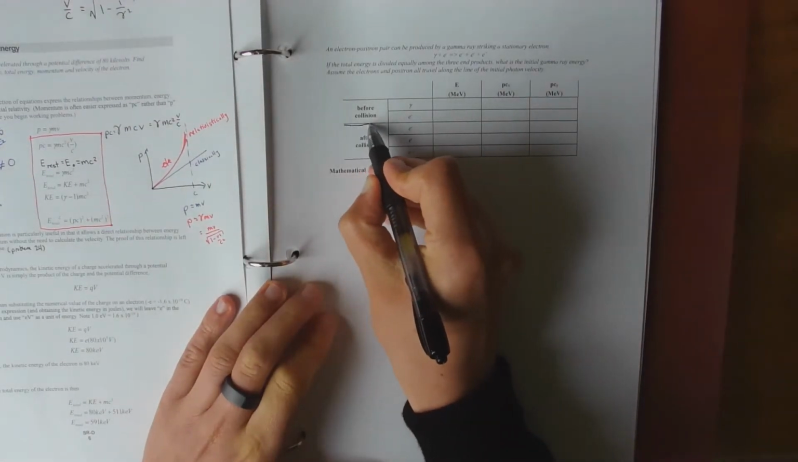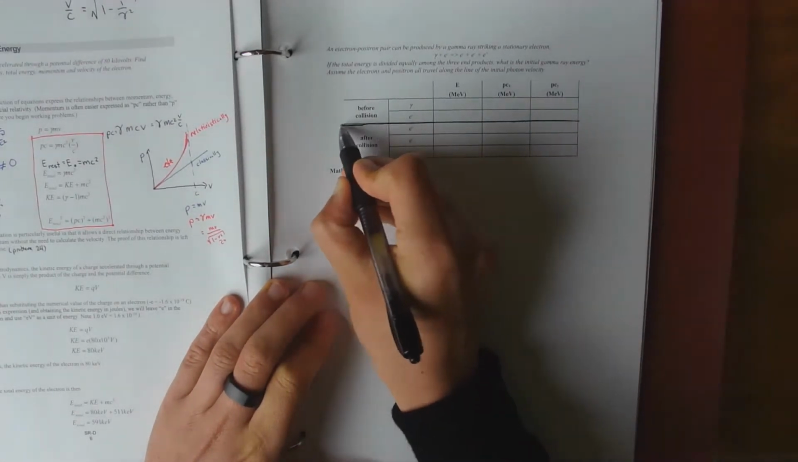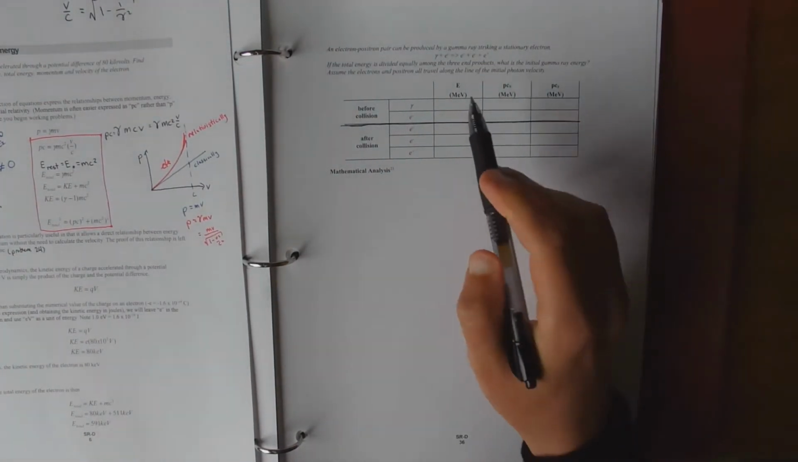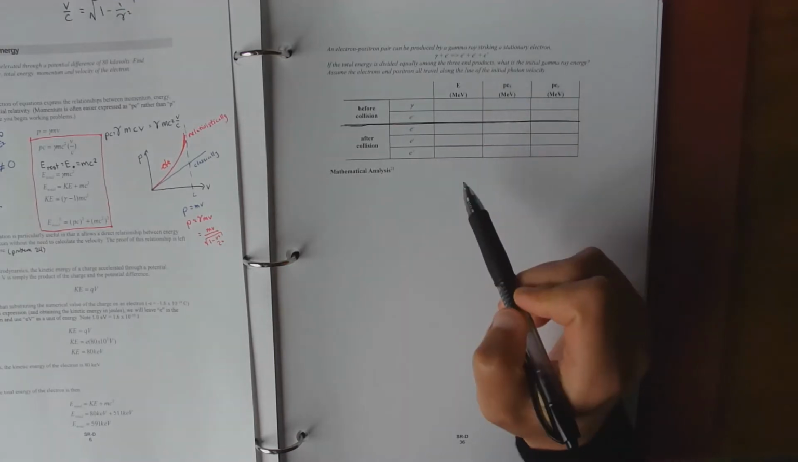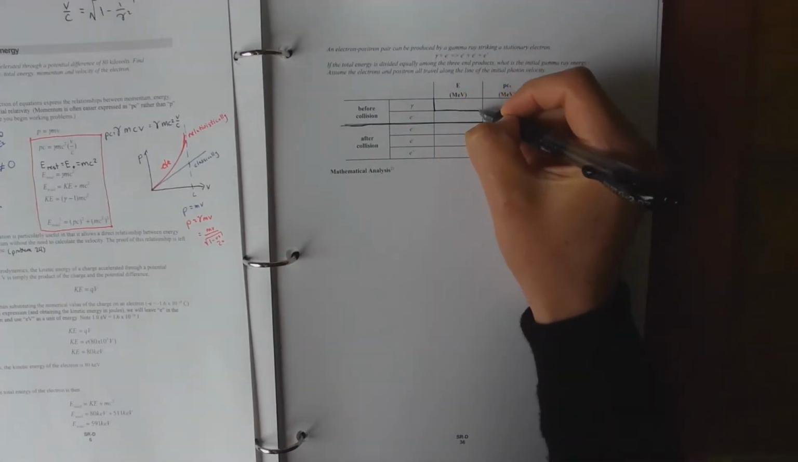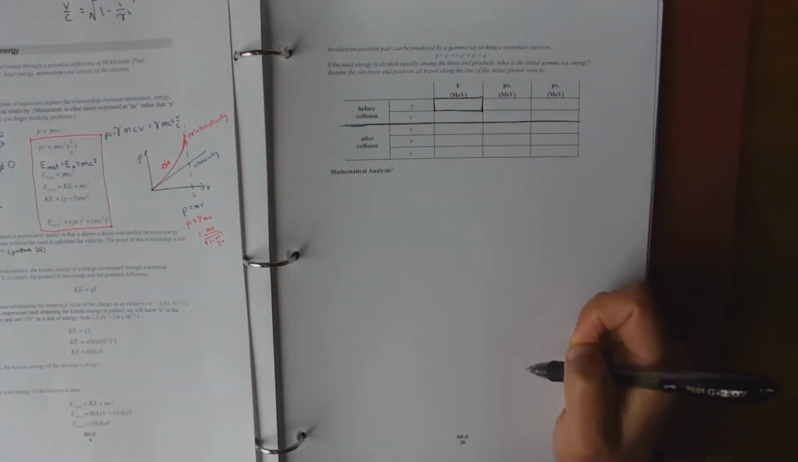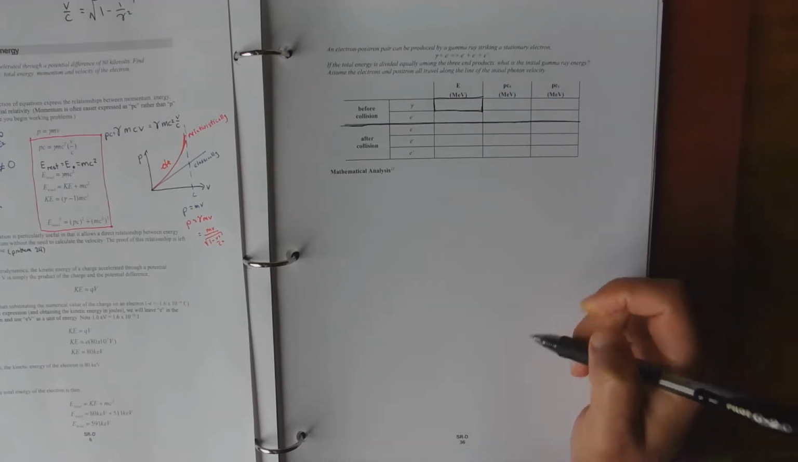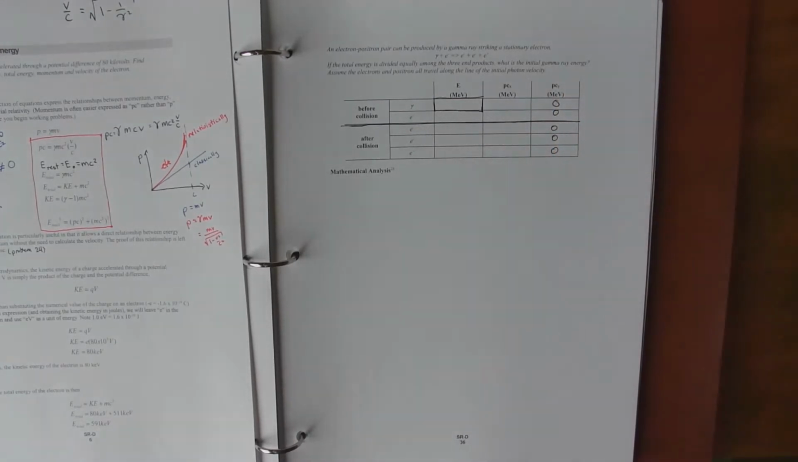I'm just going to make this line thicker so we can clearly see. This is before and this is after. So the total energy is divided among the three end products equally, and we want to find the initial gamma ray energy. So this is what we are looking for here. Assume the electrons and positron all travel along the line of the initial photon velocity, which means that all the y components for the momentum are 0.